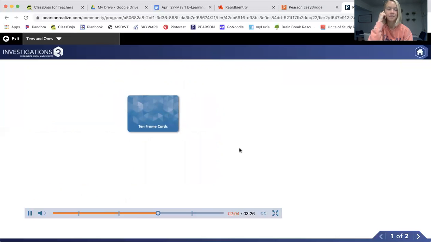I can also represent a number using groups of tens and ones. For example, I can build a number using 10 frame cards. How many 10 cards would we need to show 43?